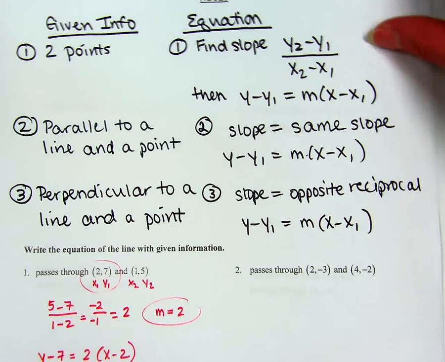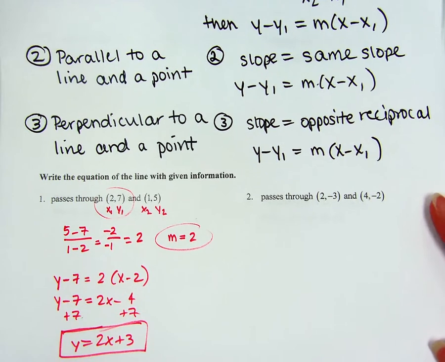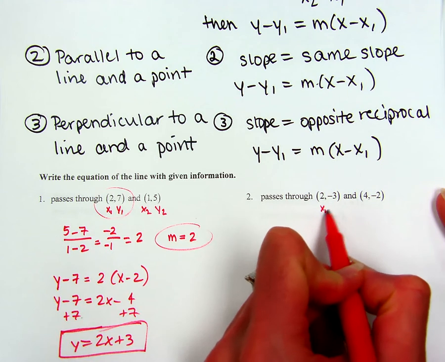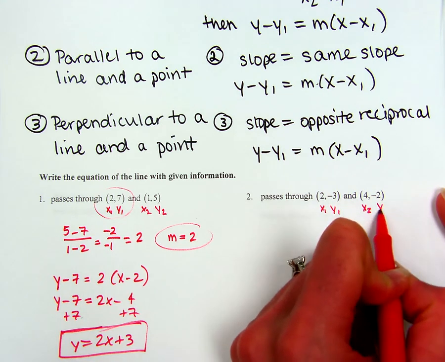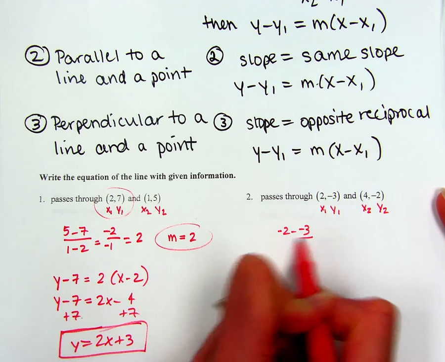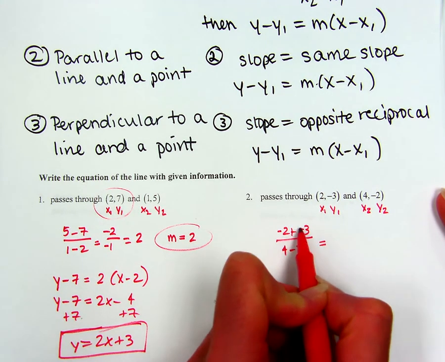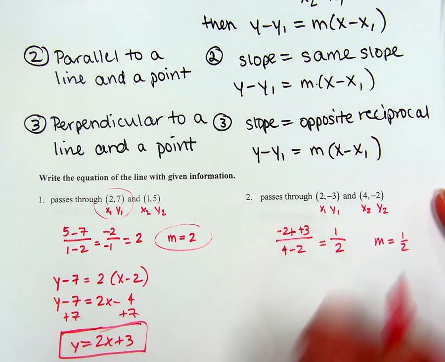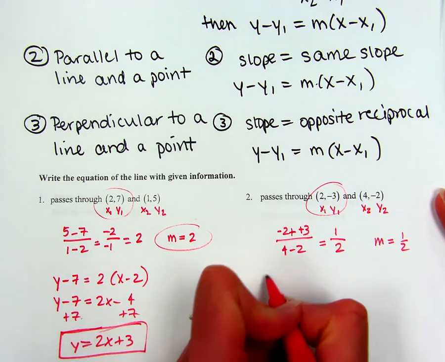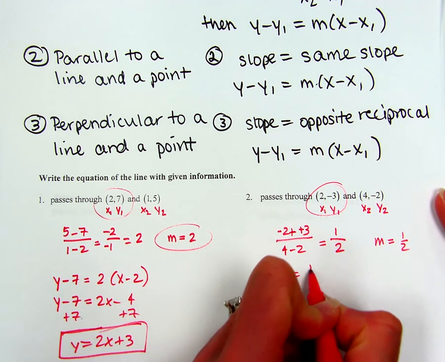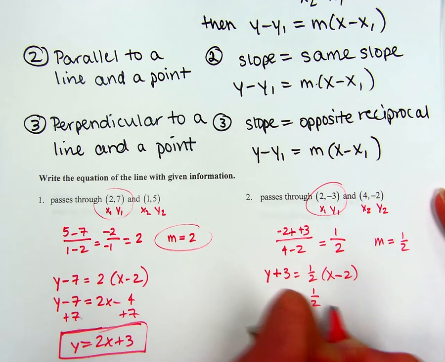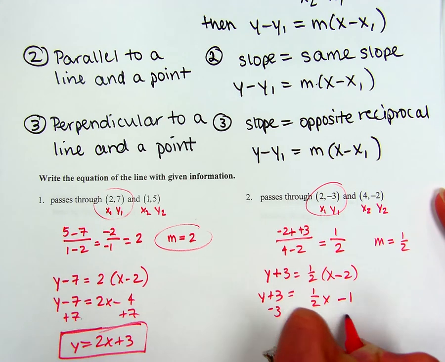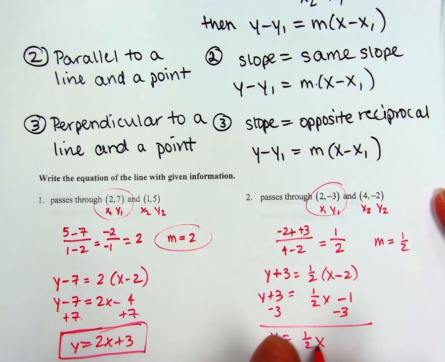Okay, problem number 2 is the exact same type of problem. They don't give you the slope, so I'm going to do y2 minus y1 over x2 minus x1. So negative 2 minus negative 3 and 4 minus 2. So notice that this becomes positive 1 over 2. So my slope is 1/2. And I could pick either of the 2 points. I'm just going to pick the first one again. So I got y plus 3 equals 1/2 times x minus 2. So if I distribute my 1/2, I get 1/2 x minus 1. And if I subtract 3 from both sides, I get y equals 1/2 x minus 4.